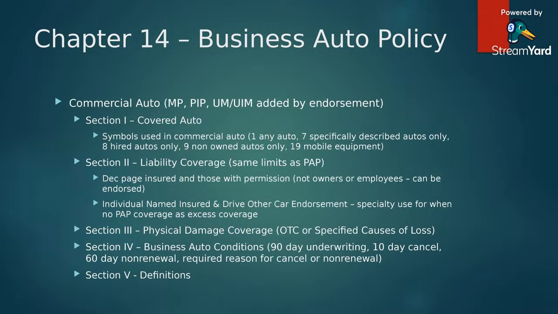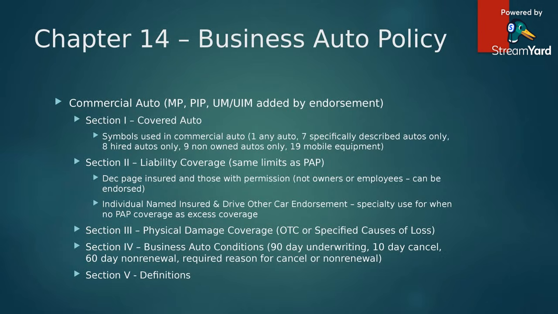That's the end of commercial liability. Now we're going to move on to business auto policy, also commonly called commercial auto. For commercial auto, you're going to have 5 sections of coverage. You're going to have section 1, the covered auto, section 2, liability coverage, section 3, physical damage coverage, section 4, business auto conditions, and section 5 for definitions. Now understand that under commercial auto, medical payments, personal injury protection, and underinsured motorists are going to be added by endorsement only.